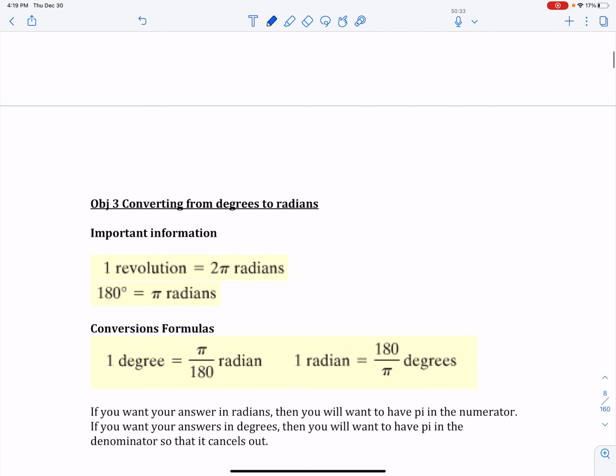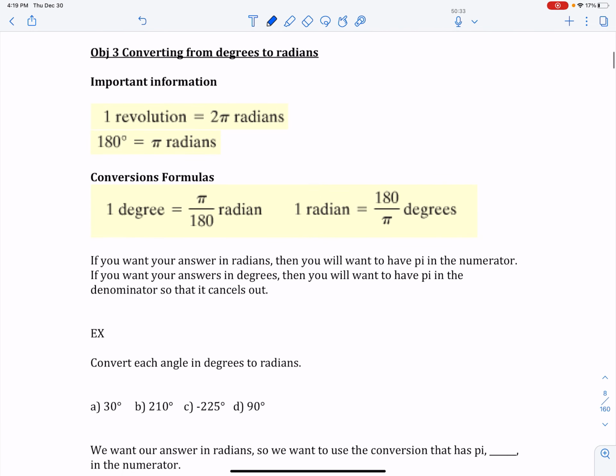Okay, we're now on objective number 3, converting from degrees to radians. Here's just an important bit of information. 1 revolution is equivalent to 360 degrees, which is also equivalent to 2 pi radians. So half of a revolution is 180, so that's equal to half of that 2 pi, which you get just pi. So 180 degrees is equivalent to pi radians.